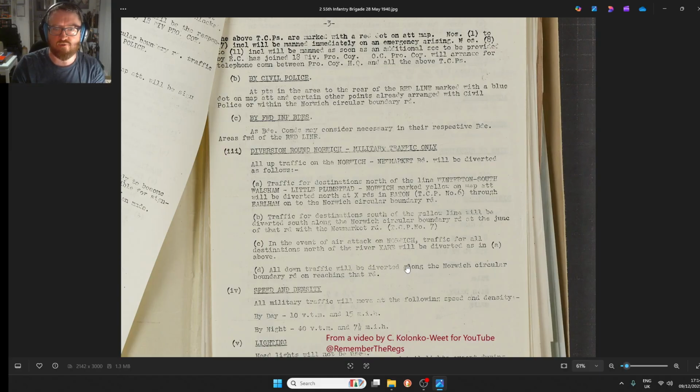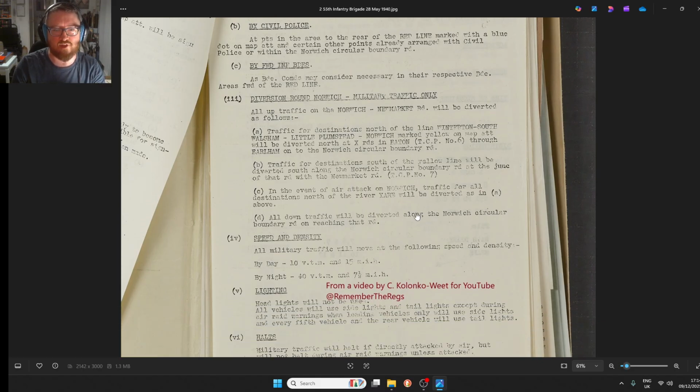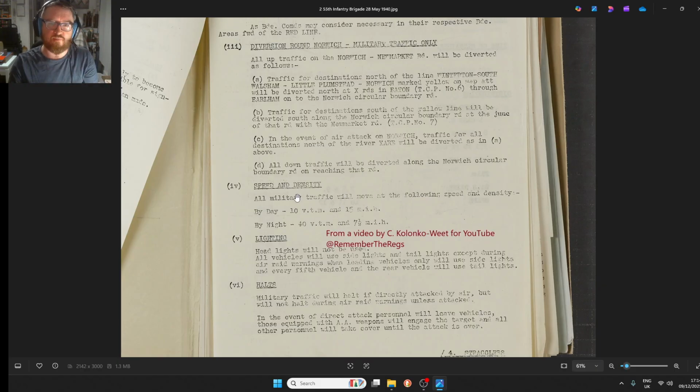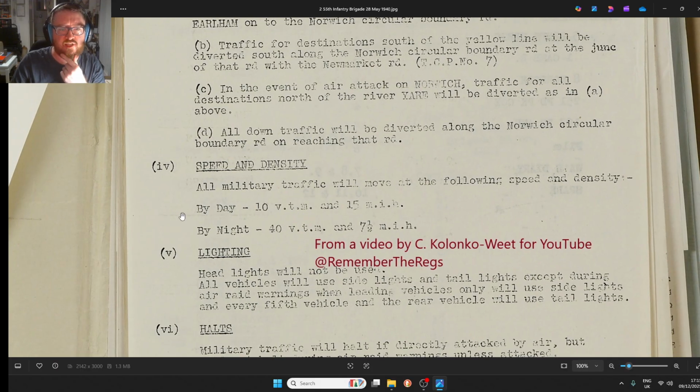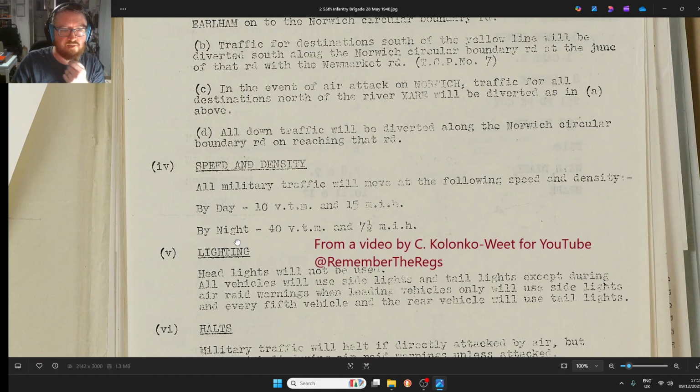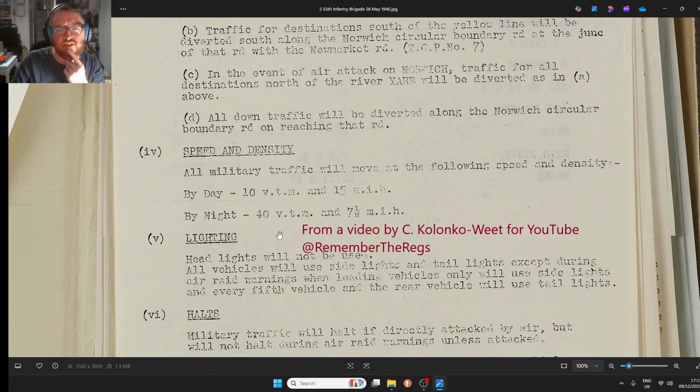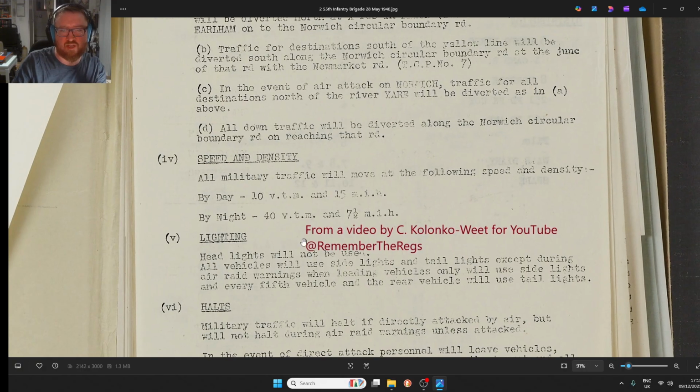You've also got, in terms of Norfolk, a diversion around Norwich, which is quite cool, but it was for military traffic only. Even details such as the speed and density of traffic, and this is something we see in standard operating orders and orders issued in terms of troop movements, where they'll say, right, you have 10 vehicles, 10 VTM, so that's 15 miles in the hour, 10 vehicles to a mile, I think it is. Yeah, 10 VTM by day, 15 MIH, miles in the hour, by night, and then at night it's 40 VTM. No, that can't be right. Anyway, that's something to look at for later.